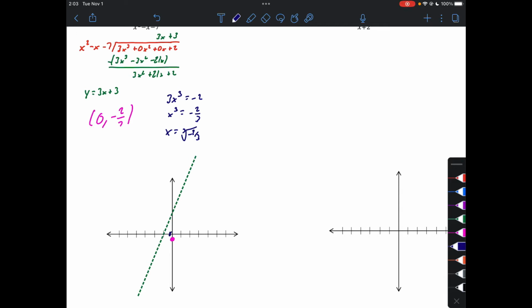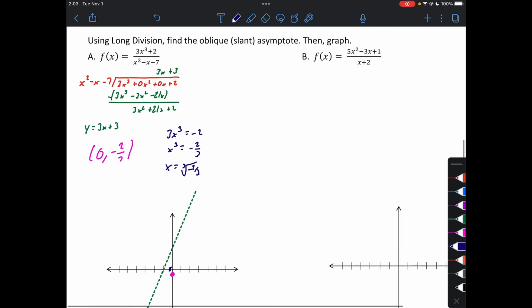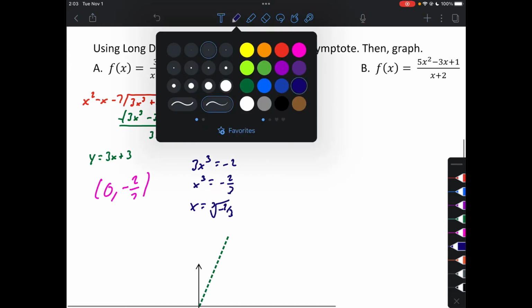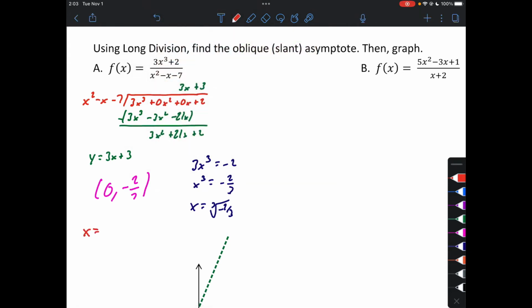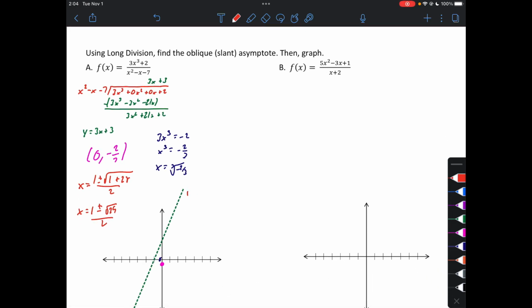Okay. And then we can find our vertical asymptotes by trying to factor the denominator, which isn't going to factor, but if we use the quadratic formula, we'll have 1 plus or minus the square root of 1 plus 28 over 2. So it's 1 plus or minus root 29 over 2. Root 29 is a little bit bigger than 5. So 1 plus 5 over 2 would be a little bit bigger than 3. So x equals 3. And 1 minus 5 is negative 4 over 2 is negative 2.